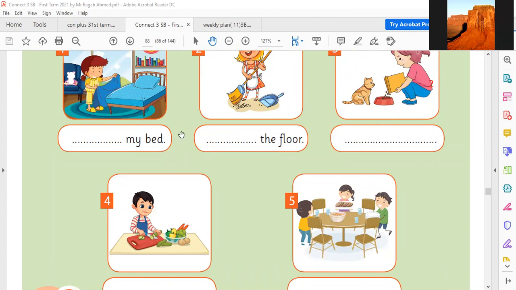Now, this is the end of our lesson. Thank you. Bookcase.